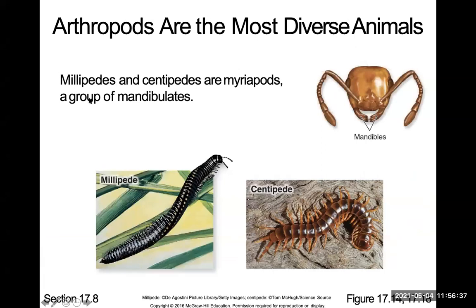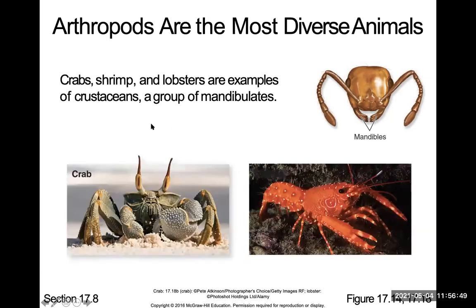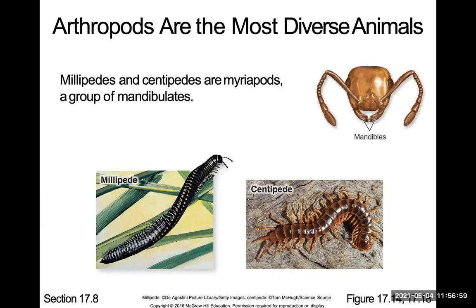Another group that it has is the myriapods. That's millipedes and centipedes. You can see the segmentation, and they have mandibles. They are a group of mandibulates. And then crabs and shrimp and lobster are also examples of crustaceans. This is a group of mandibles as well. Myria, I already told you, myria means many, pedes mean feet. So centipede and millipede, they have multiple feet. They have lots of feet.